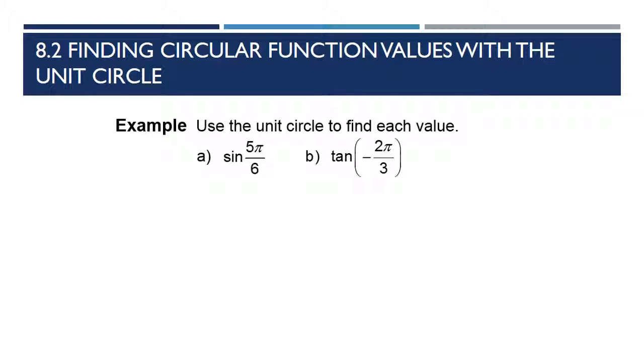Okay, so use the unit circle that you just saw to find these values. So find the sine of 5 pi over 6 and the tangent of negative 2 pi over 3. Pause the recording, give it a try, and resume to check your answer.